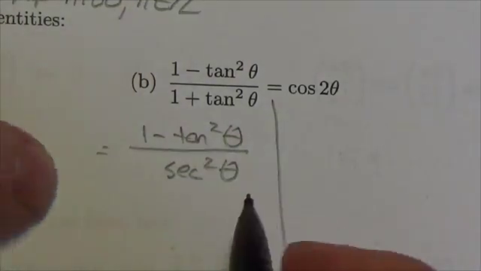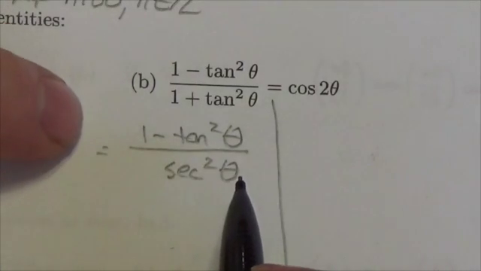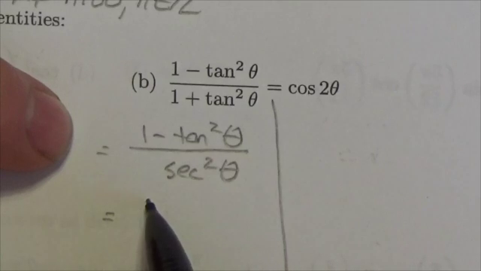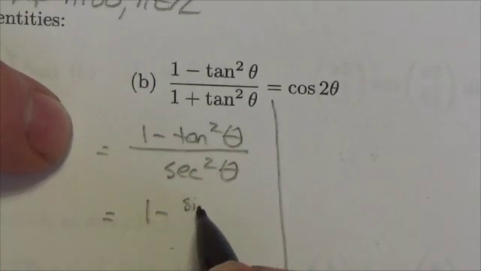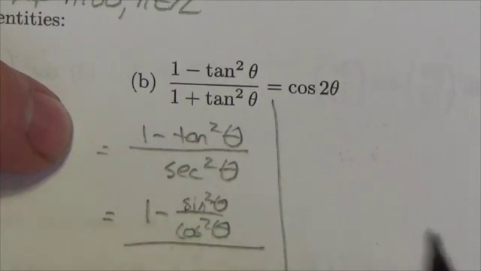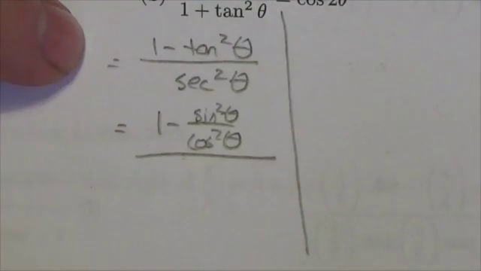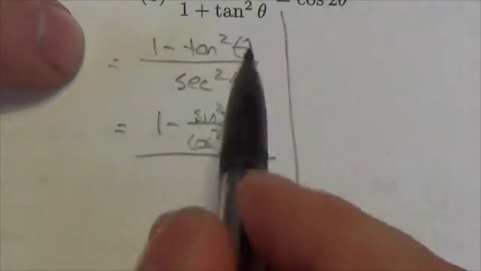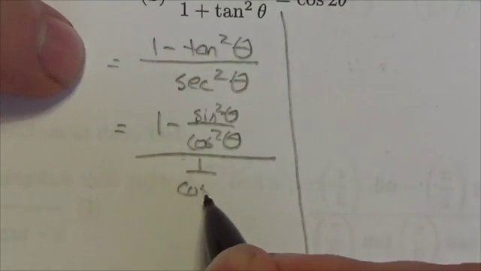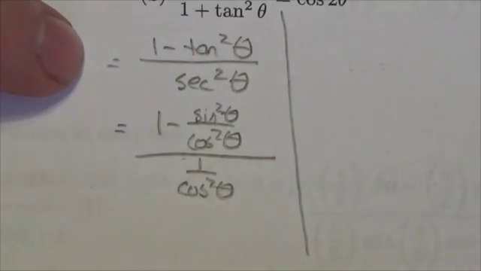sort of. The thing that we might want to do here is, I think for a lot of people, what would be very tempting to do at this point is to write this in terms of sine and cosine. And that actually might not be a bad way to go about doing this. So tangent is just going to be sine over cosine. Okay, or sorry, sine squared over cosine squared because it was tangent squared. And secant squared is going to be 1 over cosine squared.